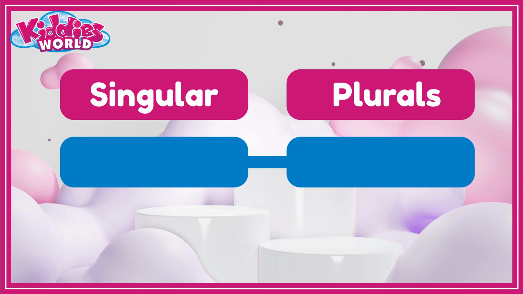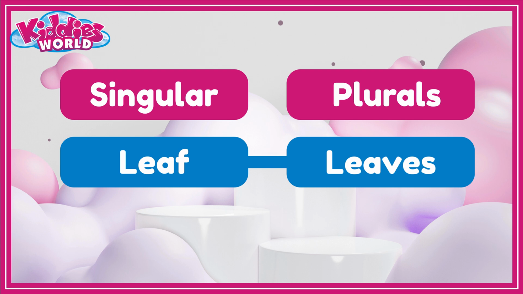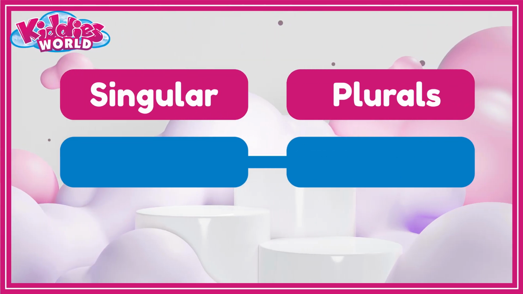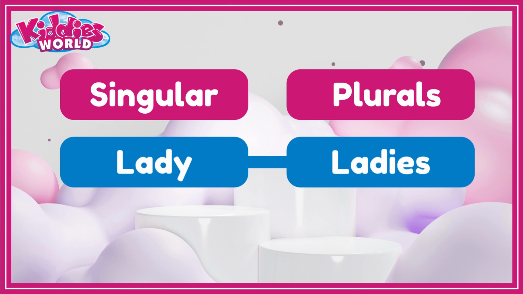Word 3. Leaf becomes leaves. Now this is a little tricky. Leaf ends in f, and we change the f to v and then add es. So leaf becomes leaves. Word 4. Lady becomes ladies. This word ends in y after a consonant, d. So we remove the y and add ies. One lady, many ladies.